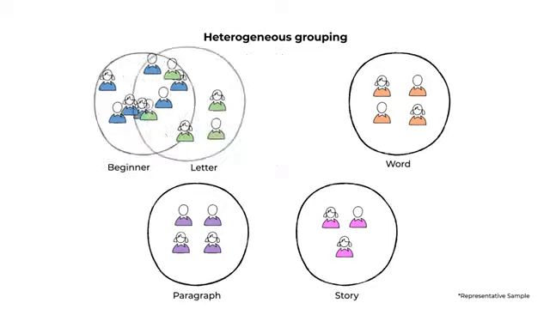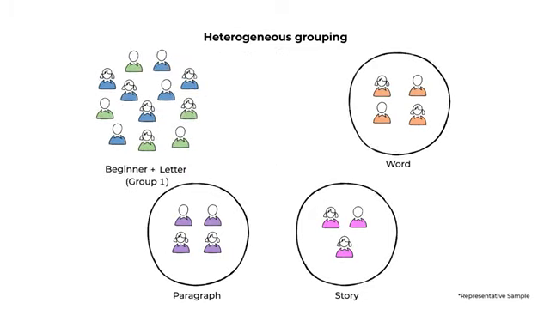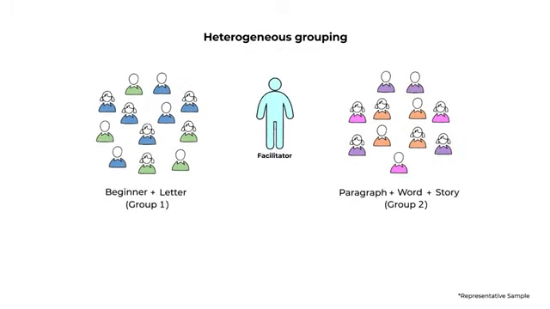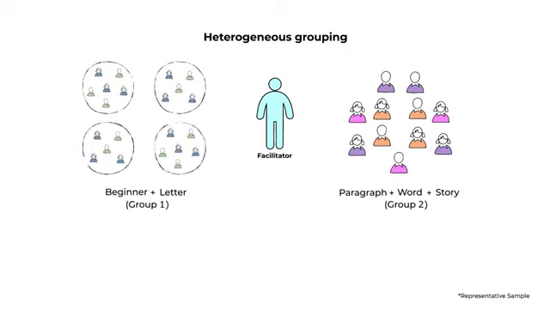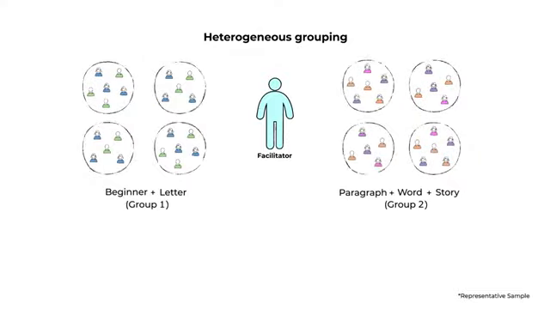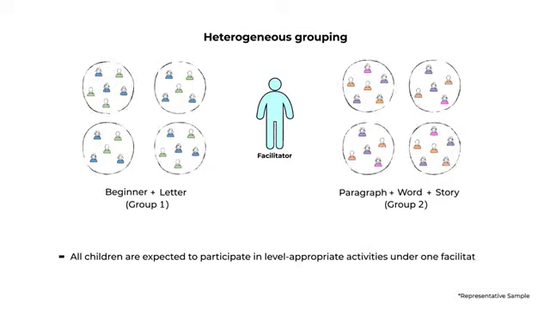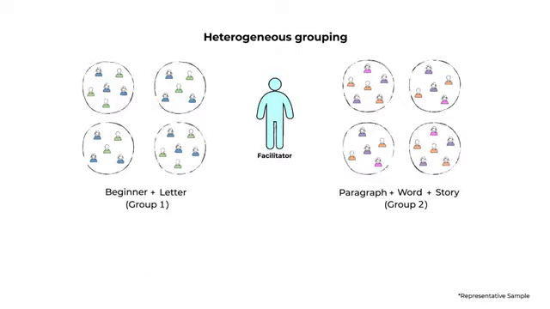For instance, children at the beginner and letter levels and children at word, paragraph, and story levels are grouped together respectively. These groups are further split into small groups, each comprising 5 to 6 children. This allows children to participate in level-appropriate activities. Please note that in heterogeneous classes, all children are expected to participate in level-appropriate activities under one facilitator in the same classroom. We will discuss this process in more detail in the next video on activities and classroom implementation.